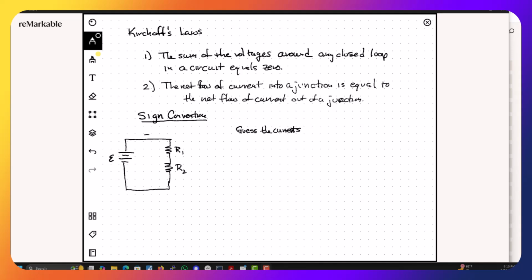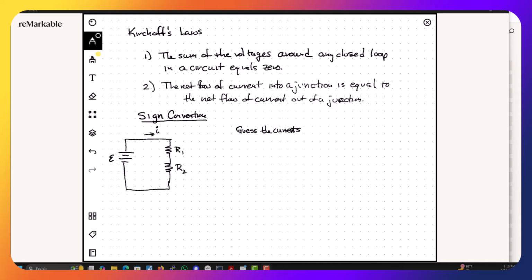So in this case, I'm going to guess a current that goes like that. I have to guess both the current magnitude and direction, and I'm going to indicate it with an arrow. That's showing the flow of the current. And you're going to say, well, how do you know? And I'm going to say it doesn't matter.